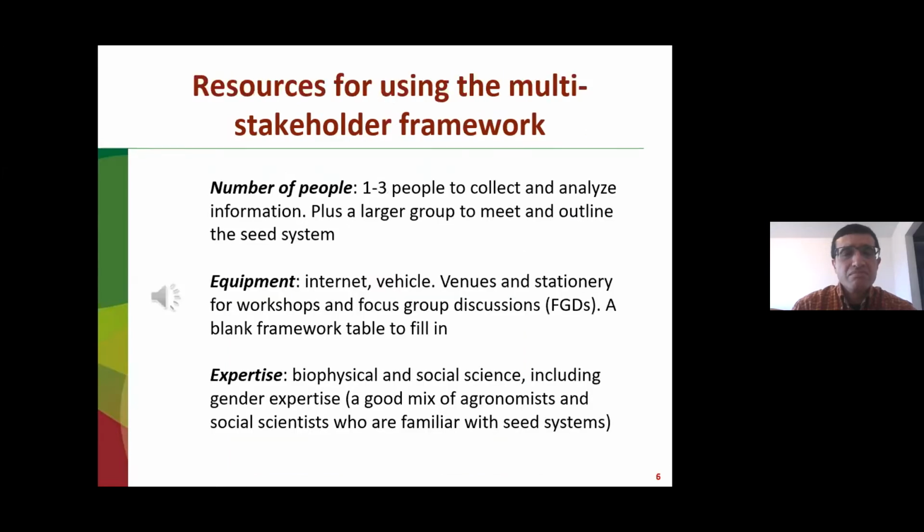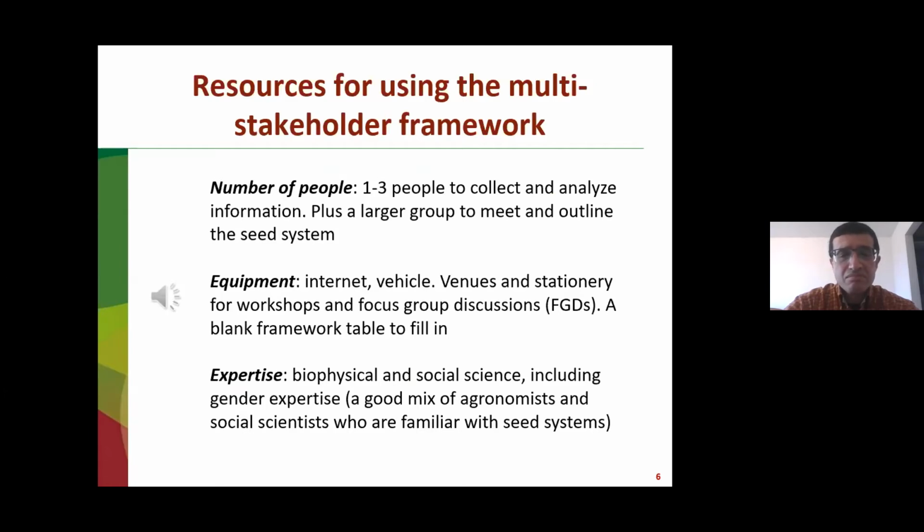In terms of resources for using the framework, first, the number of people: we recommend between 1 and 3 people to collect and analyze the information, plus obviously a larger group of stakeholders to meet and outline the seed system. In terms of equipment, it is very basic: basically internet, a vehicle, venues and stationery for workshops and focus group discussions, and obviously a blank framework table to fill in.